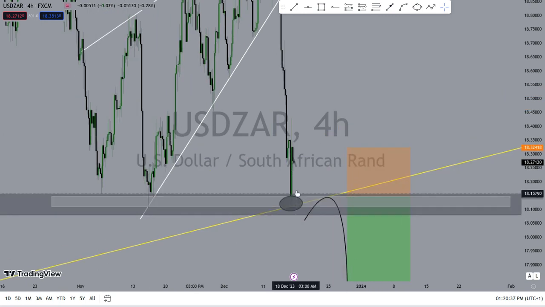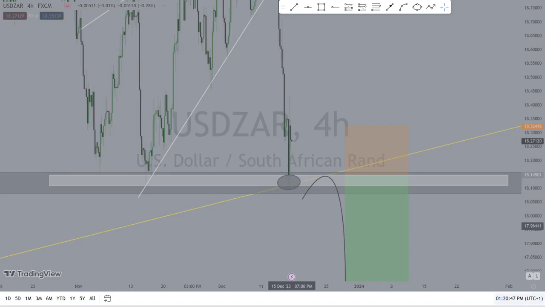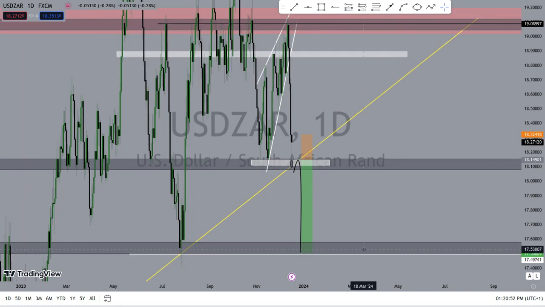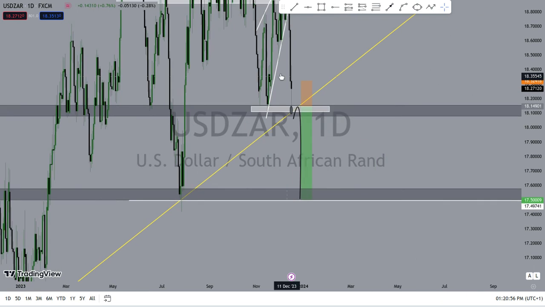We're expecting the market to break price, giving us a break of this trend line, come to retest it, and then we ride. This is what we're expecting: a clear break, retest, then we ride down to this level.